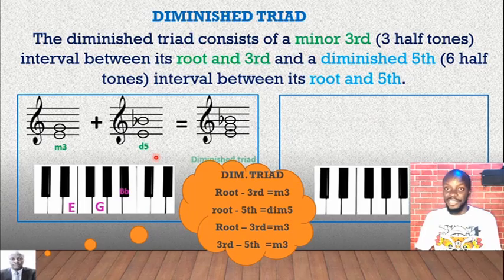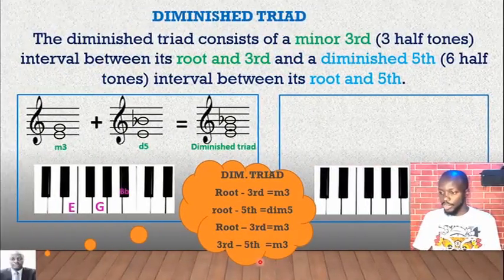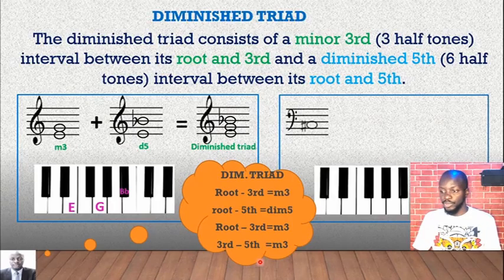That is a diminished triad, right? Okay, now let's see another one. So let's look at this other one. So building a diminished triad on C sharp, right? A diminished triad on C sharp.